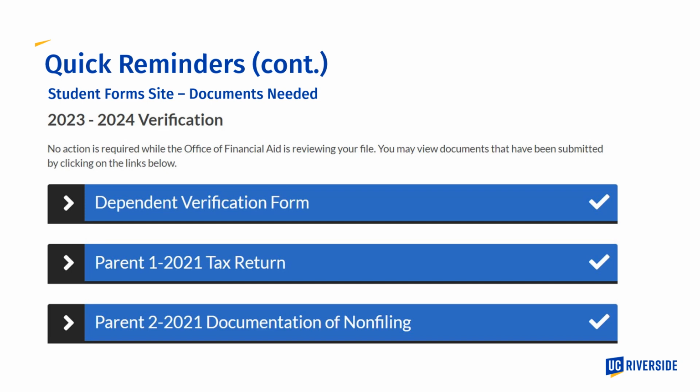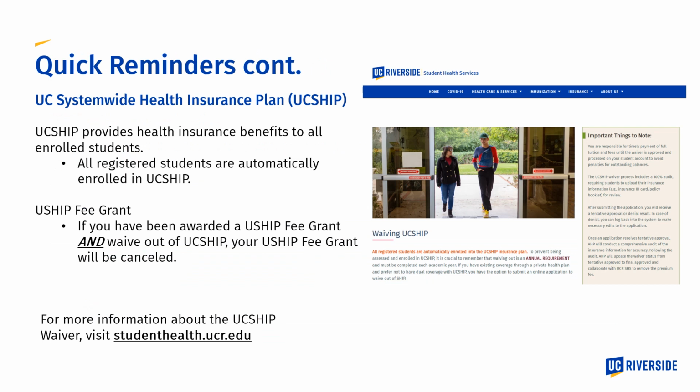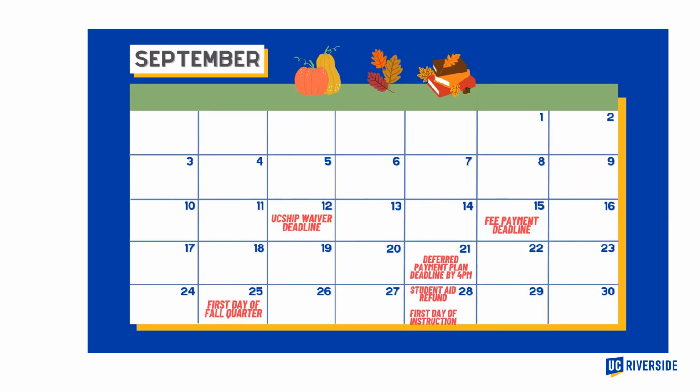Lastly, students are automatically enrolled in the UC System-Wide Health Insurance Plan, or UC SHIP, which is how it is known. Depending on a student's financial need, they may have been awarded a USHIP fee grant, which is a grant meant to cover UC SHIP. If you have been awarded a USHIP fee grant and waive out of UC SHIP, your USHIP fee grant will be canceled. For more information about the UC SHIP waiver, visit studenthealth.ucr.edu.